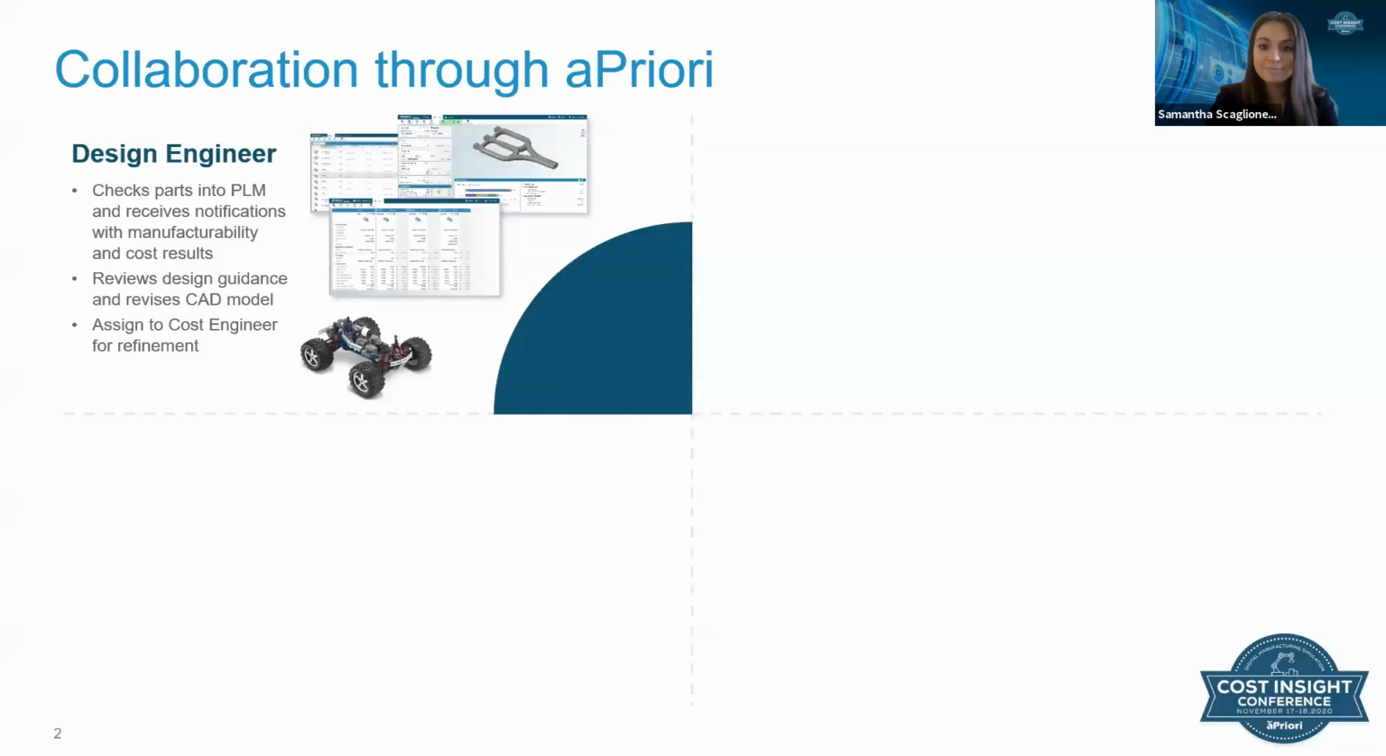Before we jump into our skit, I just want to take a moment to walk you through the workflow that we're going to see. We can start with the design engineer. Through Cost Insight Generate, the parts the design engineer is working on are automatically retrieved from the PLM system for aPriori's analysis. He receives an email notification with a summary of this analysis and can click through part links to open those parts in Cost Insight Design, a role-based application with guidance and insights curated for design engineers. After reviewing this guidance and revising his design, the design engineer can update the part status and assign it to the cost engineer for refinement.